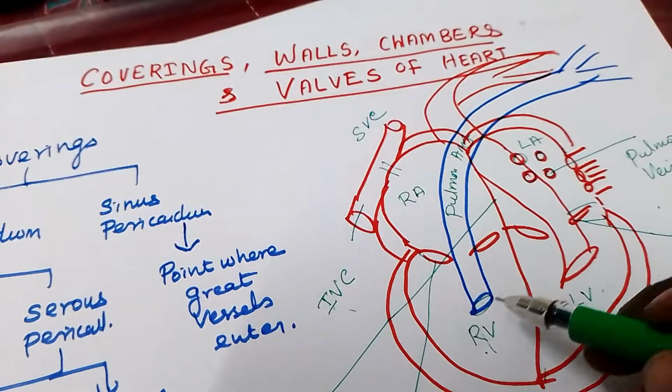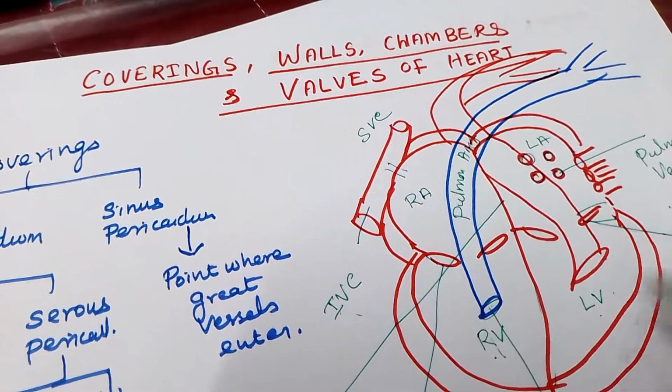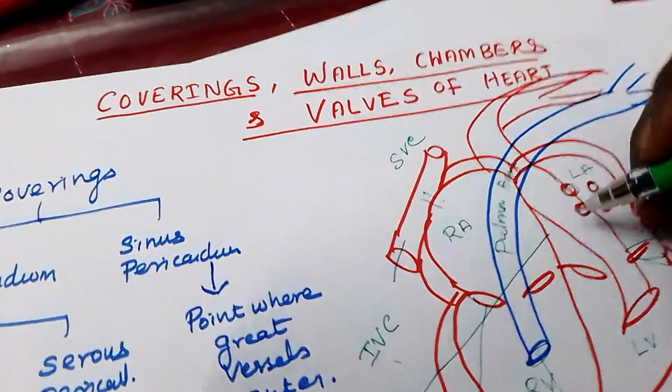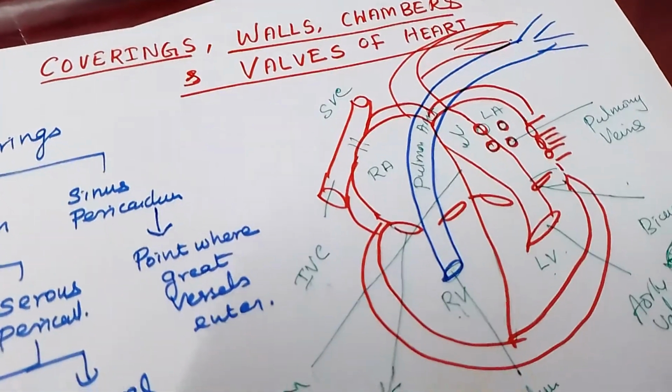So this valve, and this one is called the pulmonary valve. This is called the aorta, right? And this is the aortic valve.